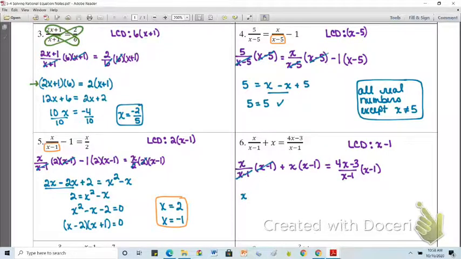Here I'm going to distribute, so I get x squared minus x. X minus 1's cancel equals 4x minus 3. Combine my like terms, I end up with x squared equals 4x minus 3. Set it equal to 0.